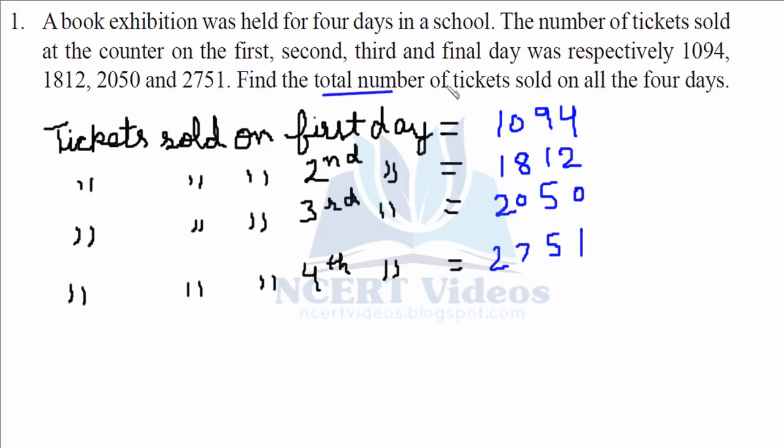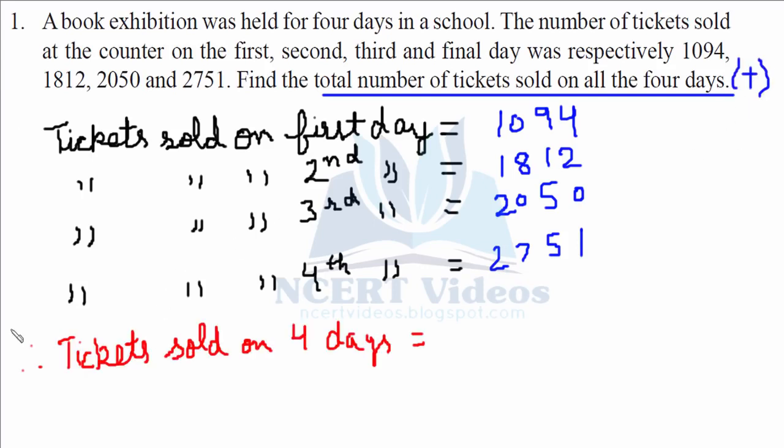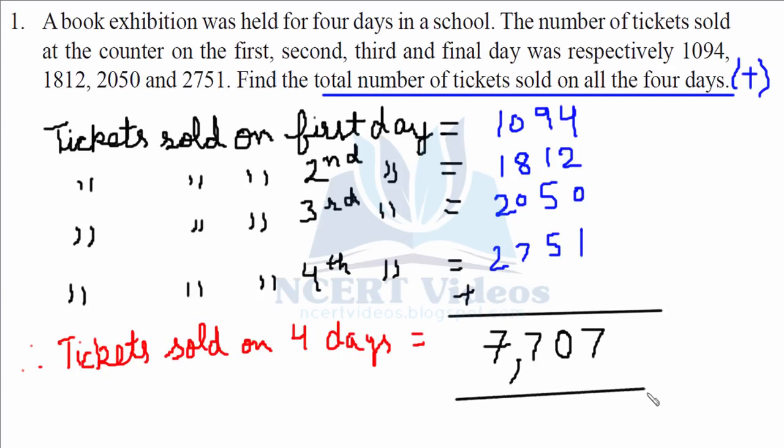So it is a simple addition problem. We will add for all the 4 days, and that would be our answer. Simply adding them all. 4 plus 1 is 5, 5 plus 0 is 5... carries 2 to 4, 5, 6, 7. So that gives us 7,707 tickets sold on all 4 days. So that makes your question number 1.